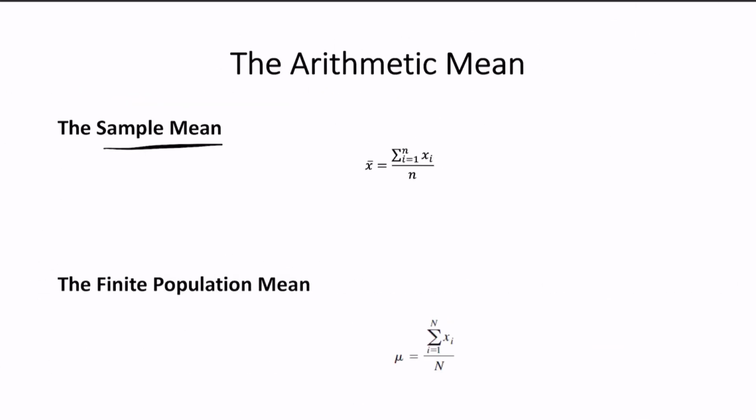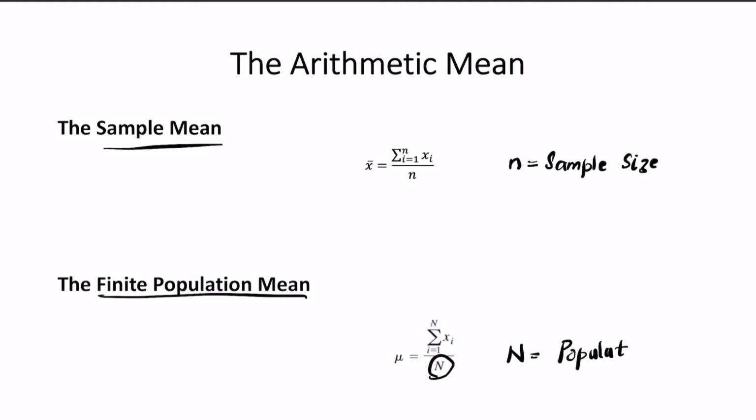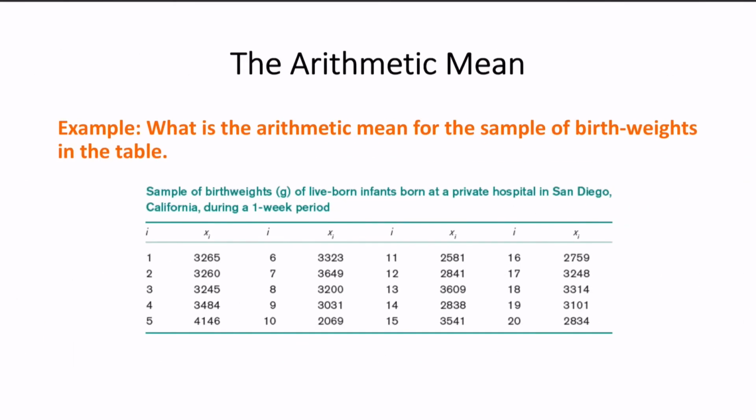What changes for the population mean? Whenever you have a finite population, the only thing that changes is the number of observations. Here lowercase n represents the sample size, and uppercase N represents the population size. So that is the arithmetic mean here.